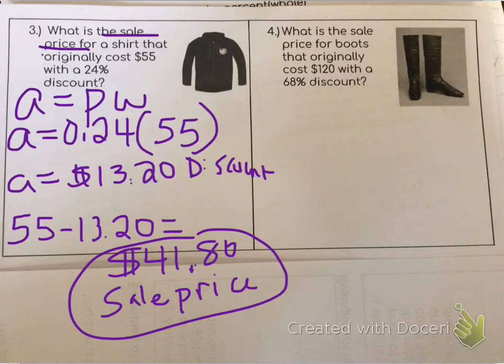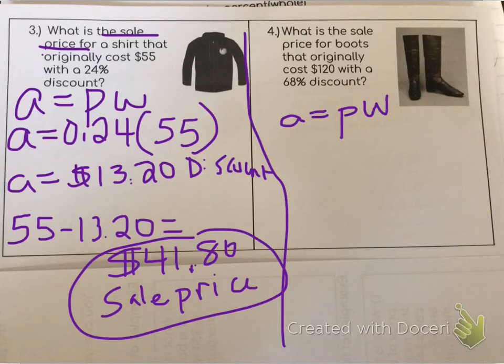Okay, number 4, what is the sale price for boots that originally cost $120 with a 68% discount? Notice these are all things that you might have to buy in your life. Using our equation, part equals percent as a decimal times the whole. We're looking for the part. My percent is 68%. And we're going to multiply that by the whole price of $120.